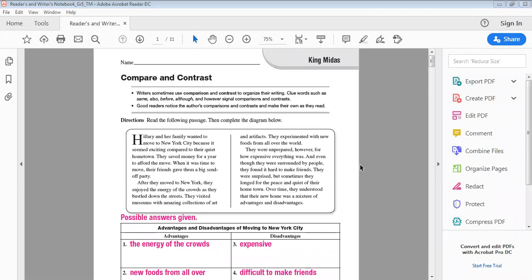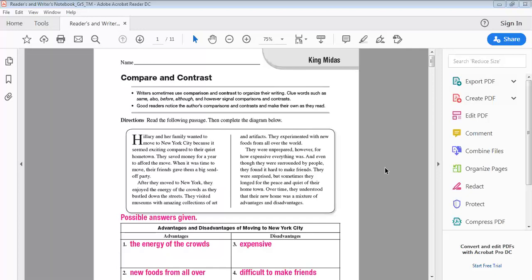Right. Today's lesson will be on the topic compare and contrast. Compare and contrast. These are two opposite words, to compare and to contrast.